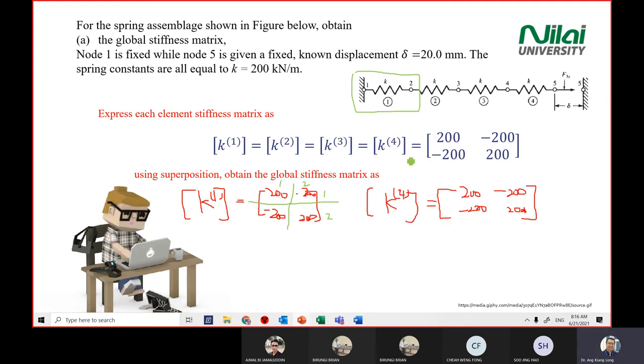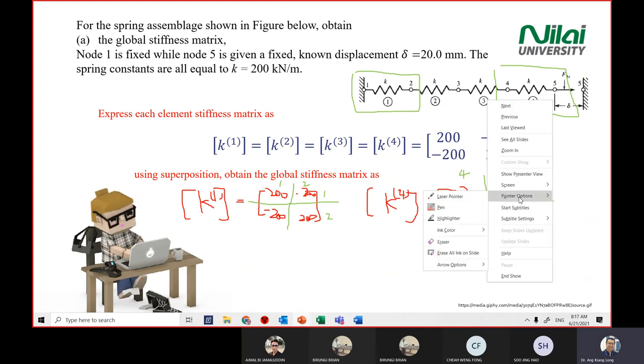So again, if you look at element number four, when you write your stiffness matrix, you just use your pencil to draw a very light line. And then you look at the points. Element number four connects point four and point five, so what you write is four and five. Same with 2 and 3: element 2 connects 2 and 3, and element 3 connects 3 and 4. Same like this.